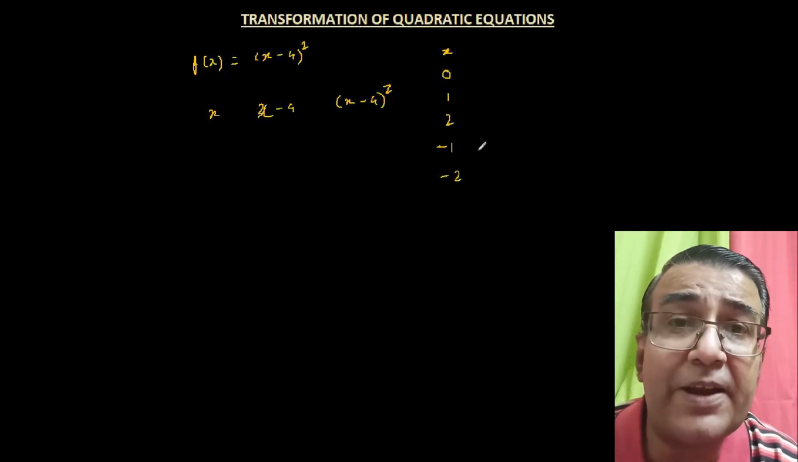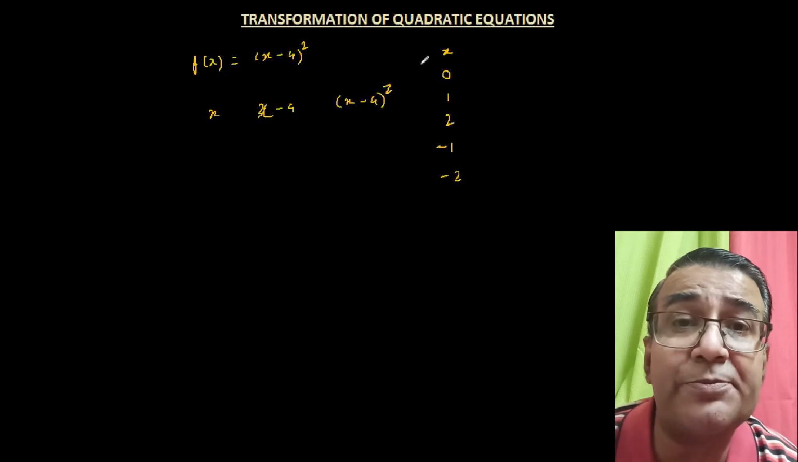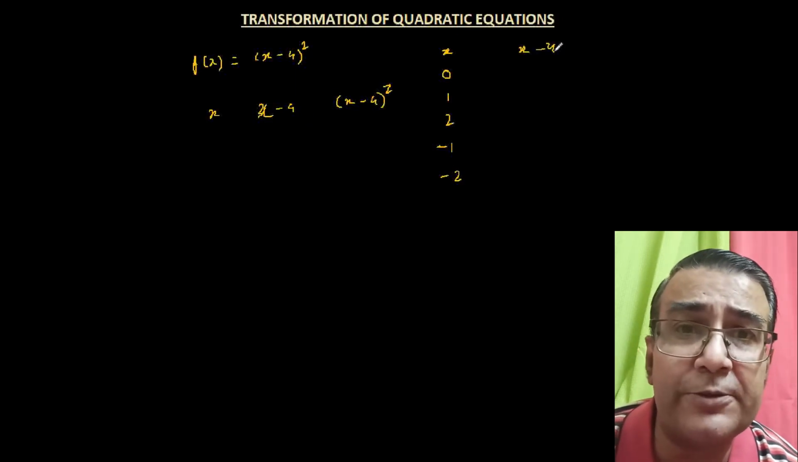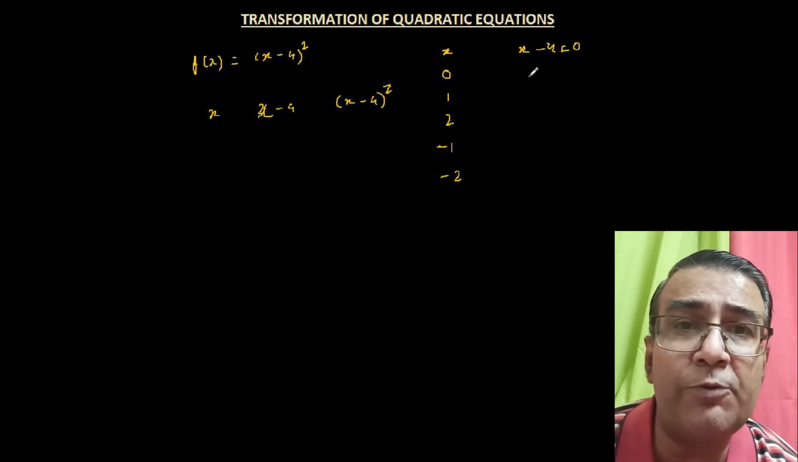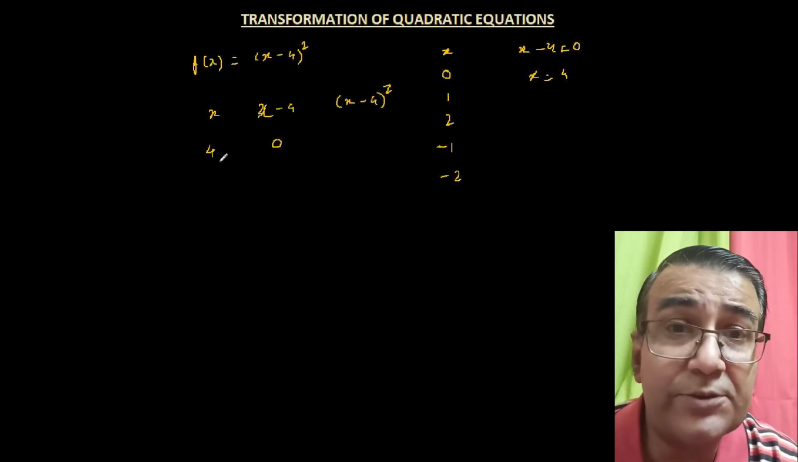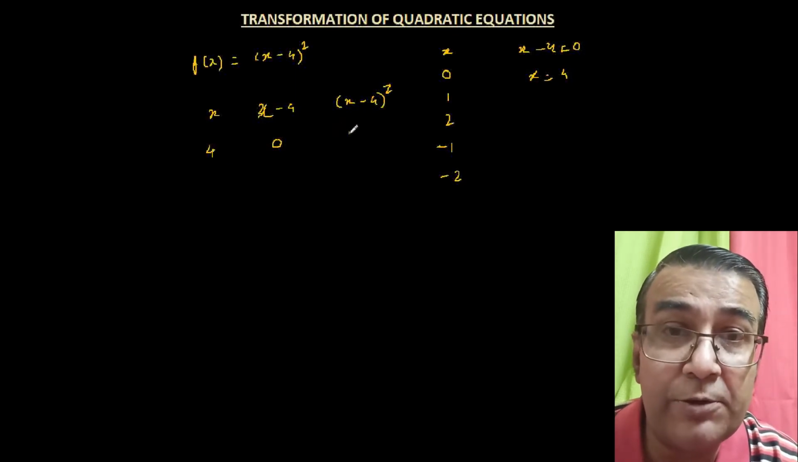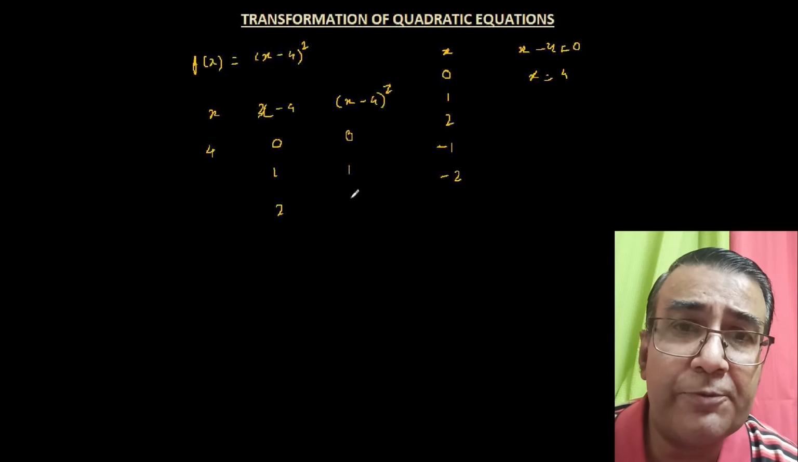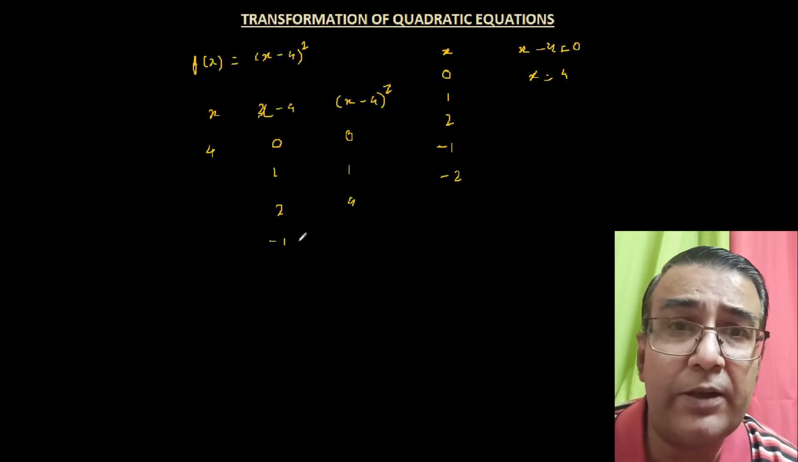And this time we are subtracting 4, so we want x minus 4 to have the same values. So if x minus 4 is equal to 0, then x is equal to 4. That means we are adding 4 to 0 to get it the same value. And then obviously the square of 0 is going to be 0. Let me write the other values also. 1, the square of 1 is 1. 2, the square of 2 is 4. -1, the square of -1 is 1. And -2, the square of that is 4.